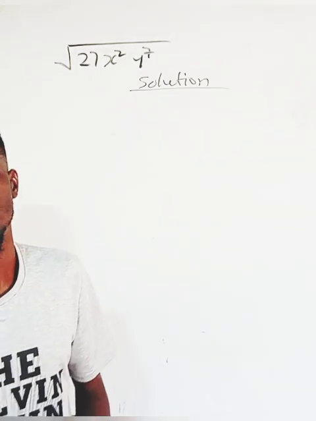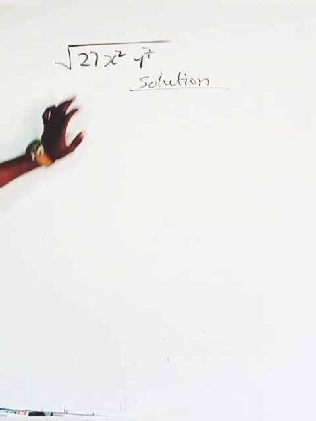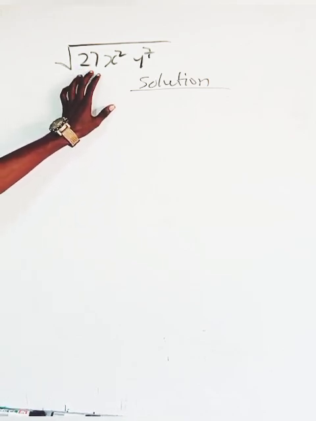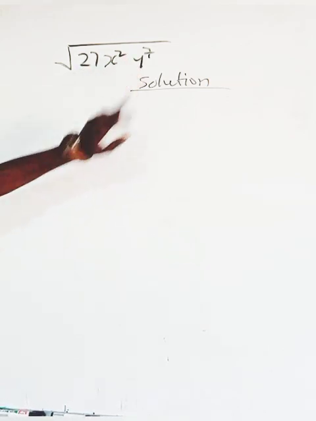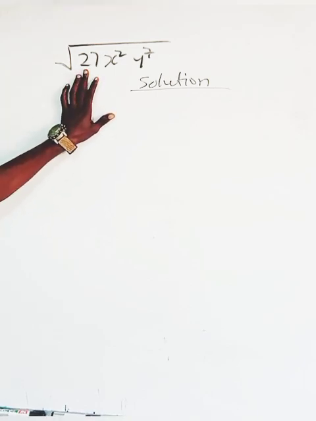Let's see how you can simplify simple radicals. So this is root of 27 x raised to power 2 y raised to power 7. The first thing is to split this 27.